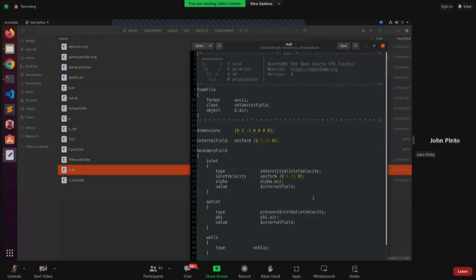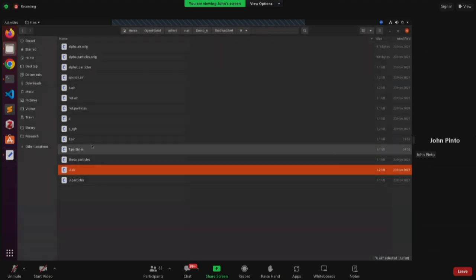At the outlet, we are using a pressureInletOutletVelocity condition, because we have specified the pressure at the outlet. Let me go ahead and open that pressure file.